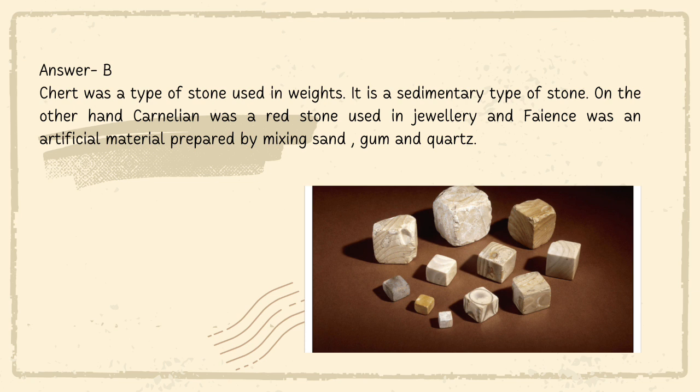And faience is a very peculiar type of stone. It was also used in things of daily utility and also on special occasions. This is a very interesting material that we get. It's an artificial material, which was prepared by mixing sand, gum and quartz by the Harappans.